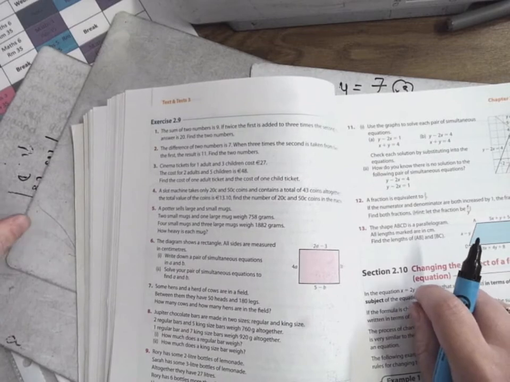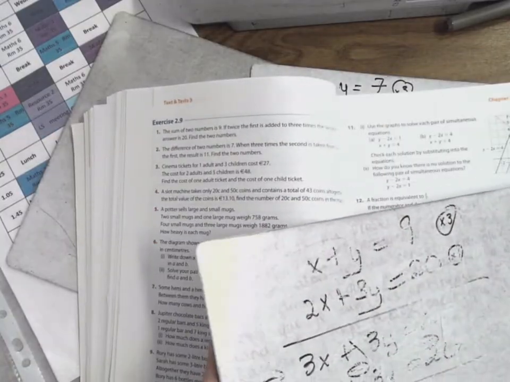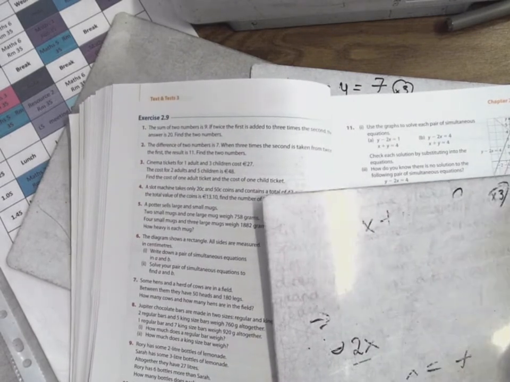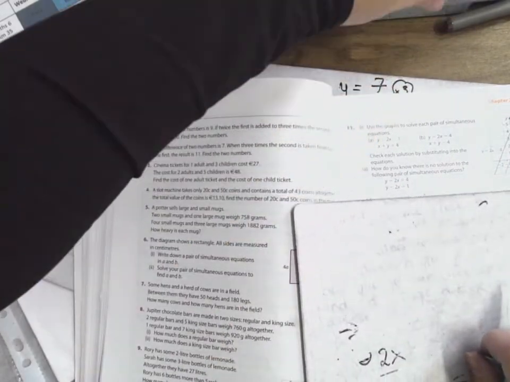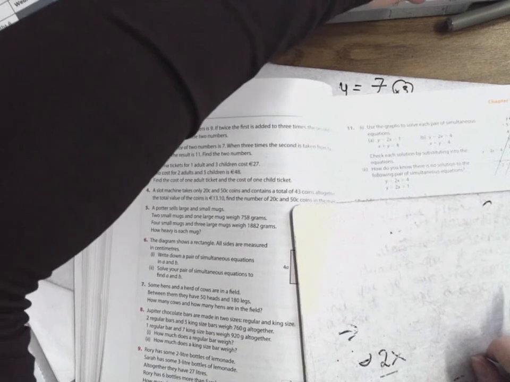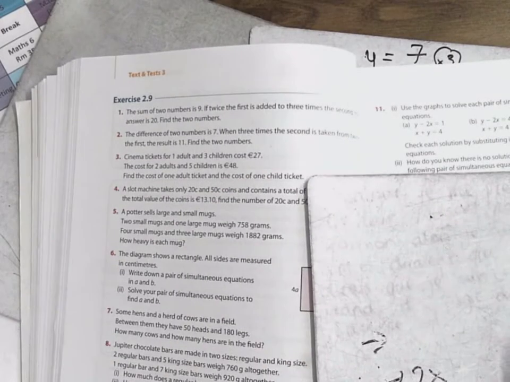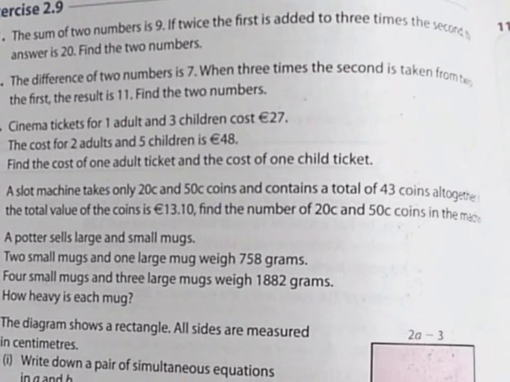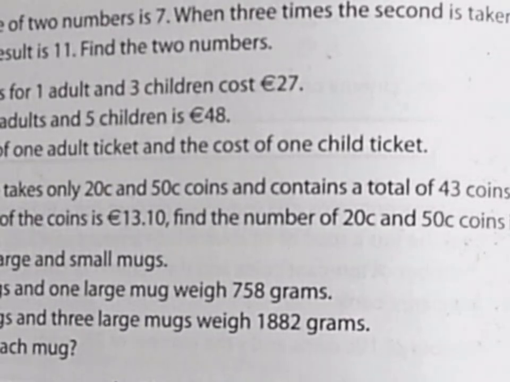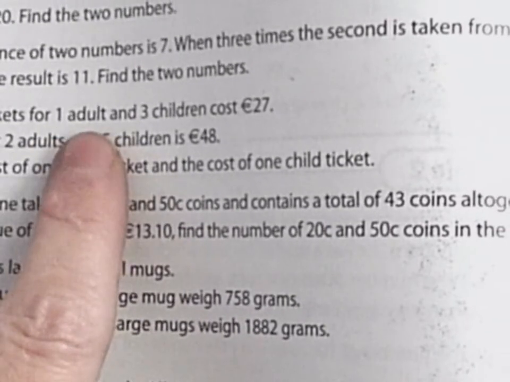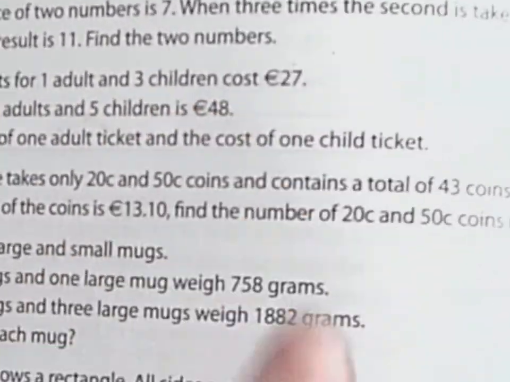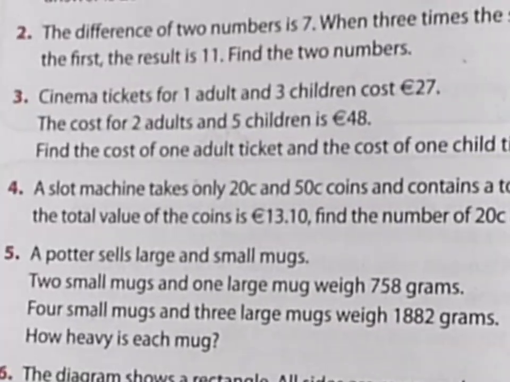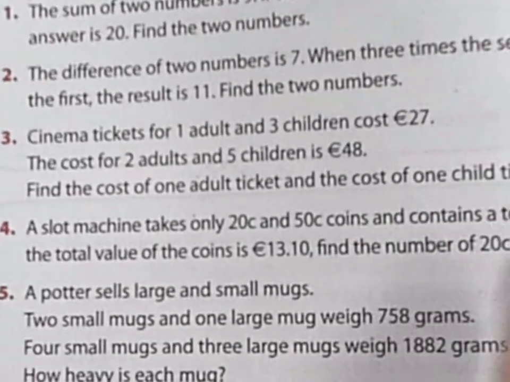Right. I'm going to have a look at number 3. We're not going to do it, but I'm going to give you the equations for number 3. Okay? So, cinema tickets cost for 1 adult and 3 children. Right. So what we're going to say here, girls, is the cost for an adult is X and the cost for a child is Y. Okay? So the cost for an adult is X and Y is the child. So there is 1 adult and 3 children.